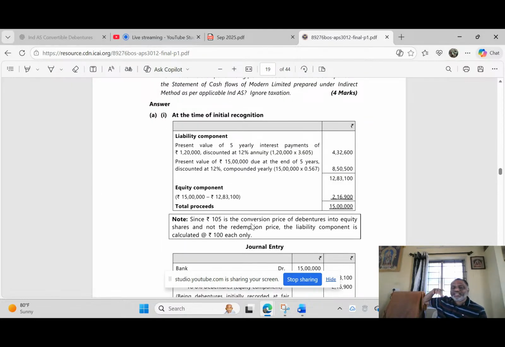Here we want to understand what the liability component is and what the equity component is. The liability component we already computed: 12,83,340. Now I want to find out the equity component. Now I am going to compute the equity component.